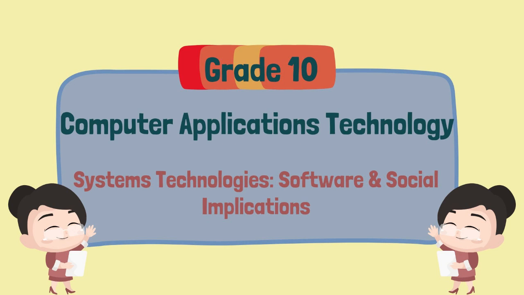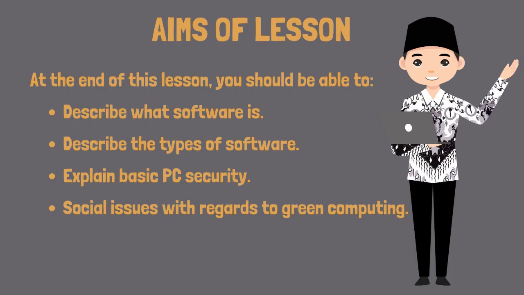Computer Applications Technology, Grade 10. Topic: Systems Technologies, Software and Social Implications. Aims of lesson. At the end of this lesson, you should be able to describe what software is, describe the types of software, explain basic PC security, and discuss social issues with regards to green computing.